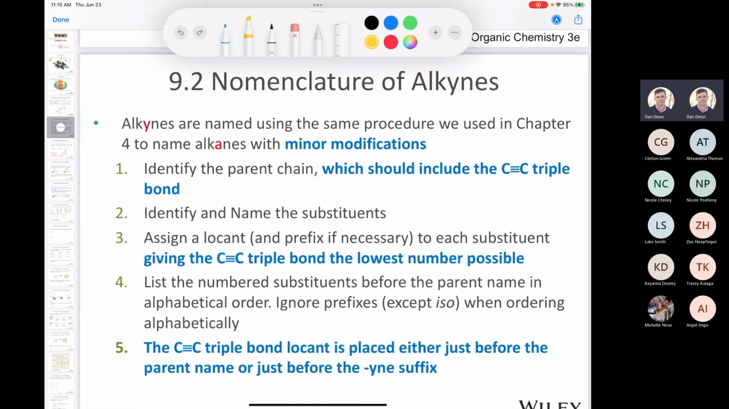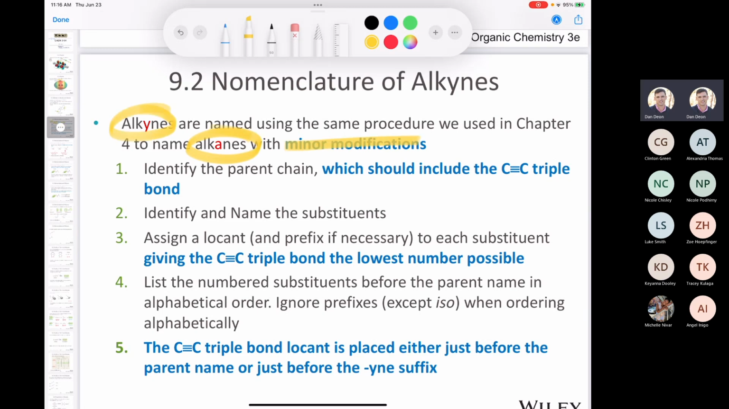If we're going to be working with alkynes, I have to be able to communicate with you. You've got to be able to communicate with me. And scientists all around the world have to be able to communicate with each other and give each alkyne an unique, unequivocal name that they can use to communicate. So let's see here. Alkynes, good news, are named using the exact same procedure that we used in chapter 4 to name alkanes, just a few modifications.